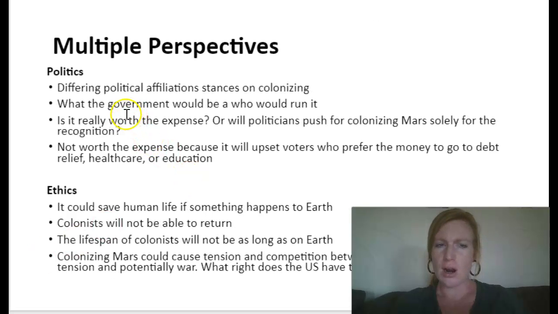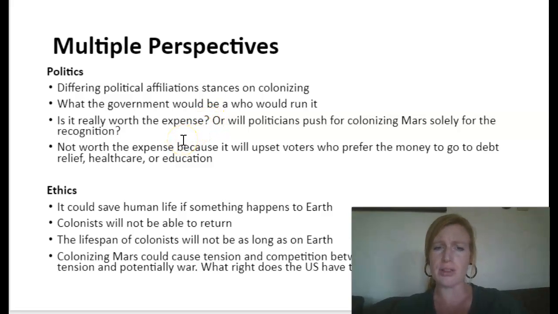A few more are the political lens and the ethical lens. So thinking politics, there might be differing political affiliations, like stances on colonizing. Is this going to be a divide between Republican and Democrat, etc.? Two, what the government would be and who would run it? So we need to consider what is the actual government structure on Mars?